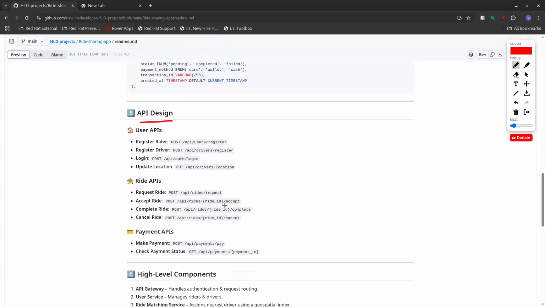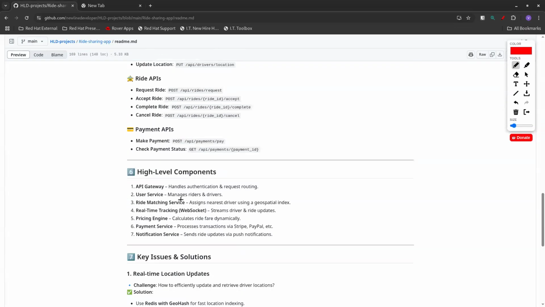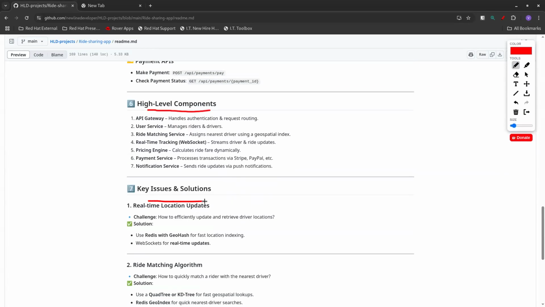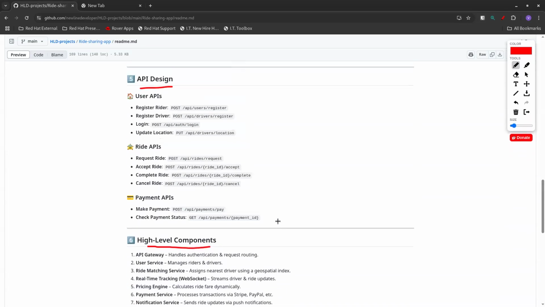Okay, so sorry, the API design we are going to discuss, what are the high level components it has, and then what are the key issues, and then what is the solution. So these are the things we are going to discuss in this session.